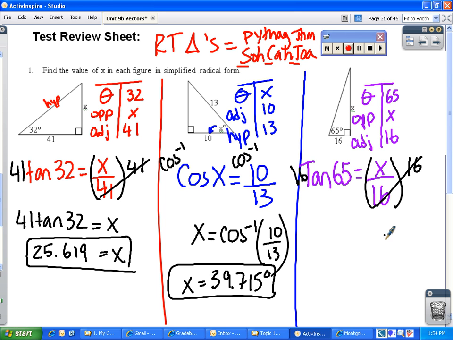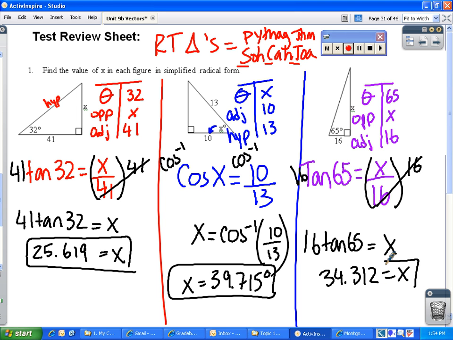And in my calculator, this leaves me with x equals 16 tan 65. I'm going to type that right in, 16 times tan 65. And that gives me back 34.312 equals x. All right, next problems.